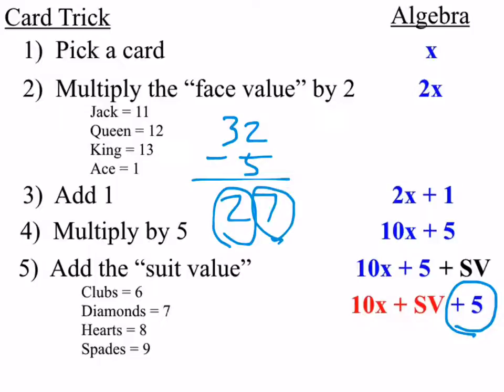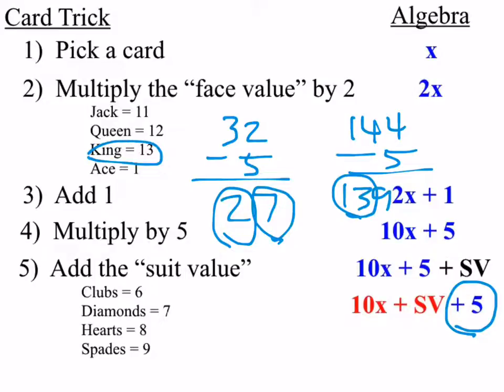This was the suit value. Somebody gave me a 144, I believe. I subtracted 5 in my head, and I had 139. The 13 is the card value, or the face value. The 9 is the suit value. It's that simple.